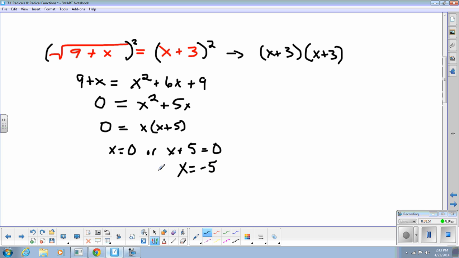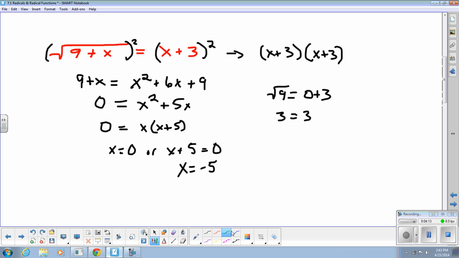Because it's a radical, test your answers in here. If I put in 0, 9 plus 0 is 9. So this is saying the square root of 9 equals 0 plus 3. And so that means, well, the square root of 9 is 3, and 0 plus 3 is also 3. So that's a true statement. So this works.